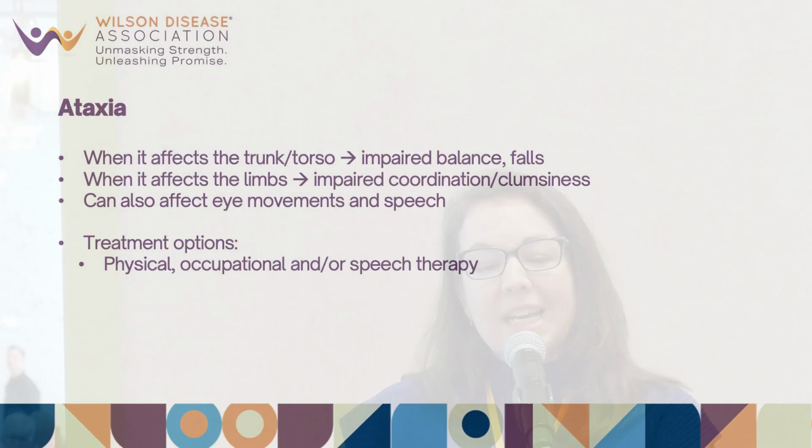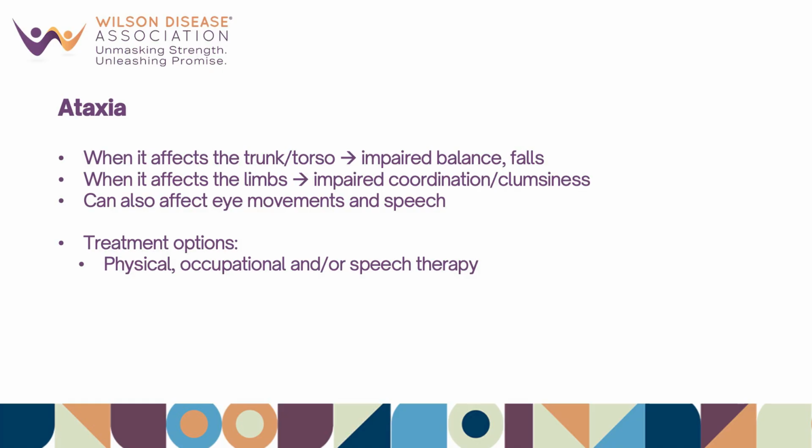I think ataxia is the last group I'm going to talk about. Ataxia essentially means balance or coordination problems. When ataxia affects the trunk or the torso, it can affect standing and walking balance, and it could lead to falls. When it affects the limbs, it can affect coordination, the ability to reach for something or bring something to the mouth, or may cause somebody to overshoot a target. It can also affect the coordination of our eye movements and the regulation of our speech, and cause a type of slurred or impaired speech pattern.